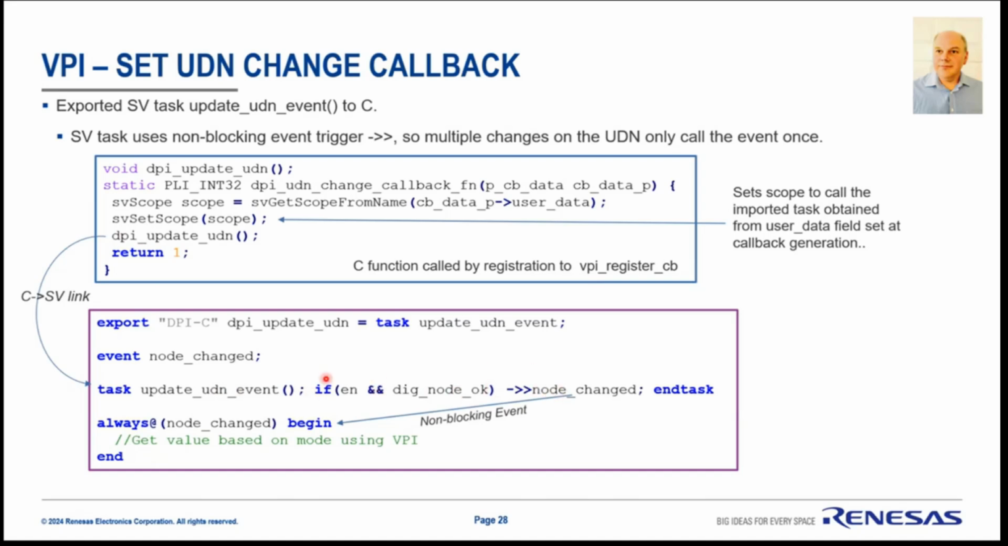And then I've done some optimization, because a UDN could be updated, say, 10 times in delta cycles. You probably only want to execute the always block once at the end, once you've got the final value. So this is the non-blocking event construct. So that will make sure that it only happens at the end.